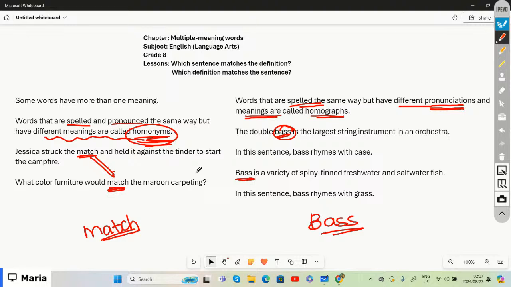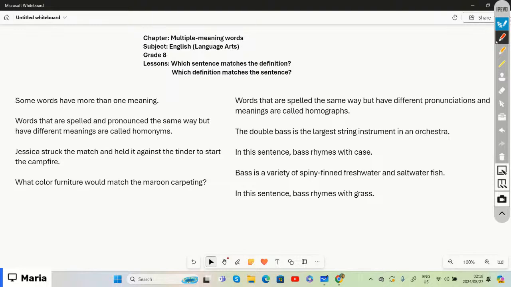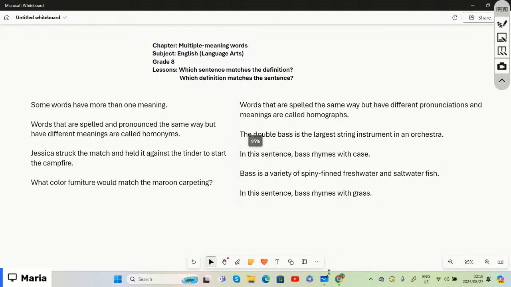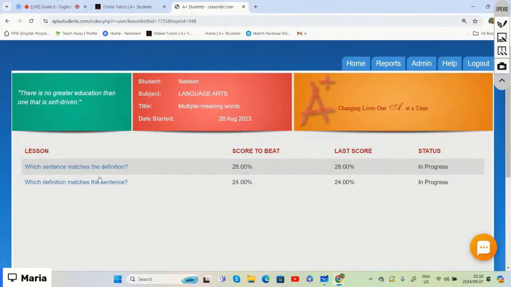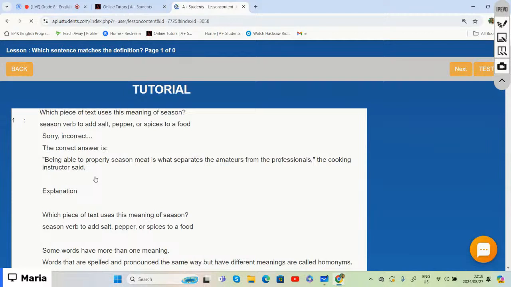Right? All right, so now we're going to aplusstudents.ca and we're going to continue with our lesson, which is which sentence matches the definition and which definition matches the sentence. And then we're going to our test. All right, so which sentence matches the definition?